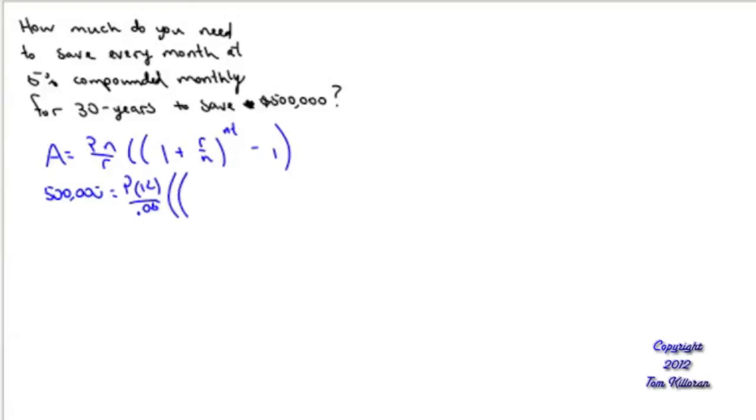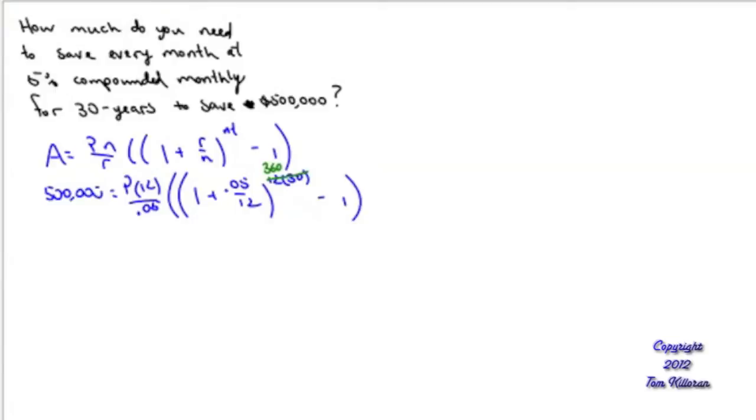r is 0.05. Parentheses, 1 plus 0.05 divided by 12, raised to the 12 times 30, better known as 360, minus 1. Just like the compound interest formula when you're solving for P, you ignore P and type everything else into your calculator. 12 times 30 is 360, it has to be done first. Then 12 divided by 0.05, all that mess.